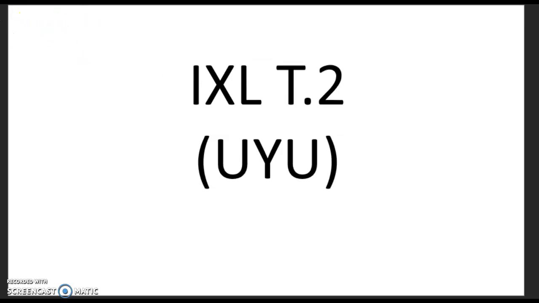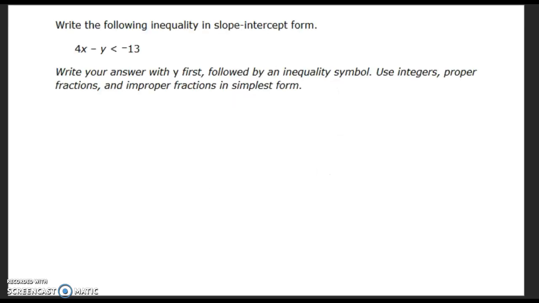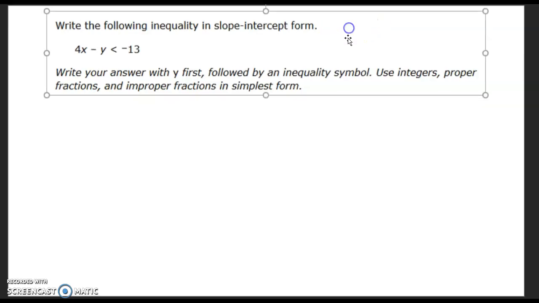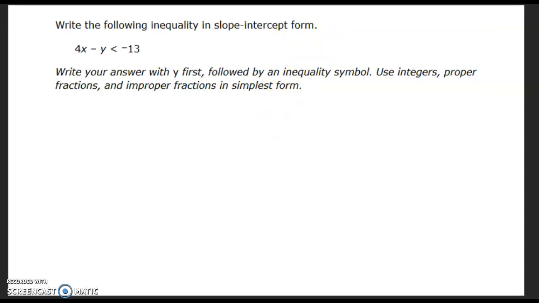All right. This is going to be IXL T2 or UYU is the little code for it. So I'm going to do a couple of examples with you for the IXL. You can pause it, rewind it, slow it down, whatever is easiest to help you. All right, so it wants you to write the inequality in slope-intercept form. Okay, so the first thing that we have to try to figure out is what is slope-intercept form?